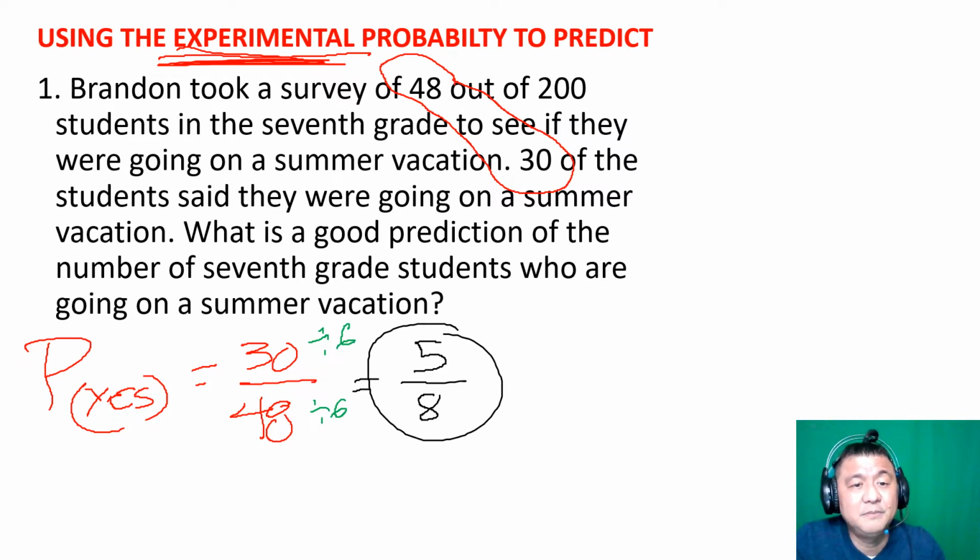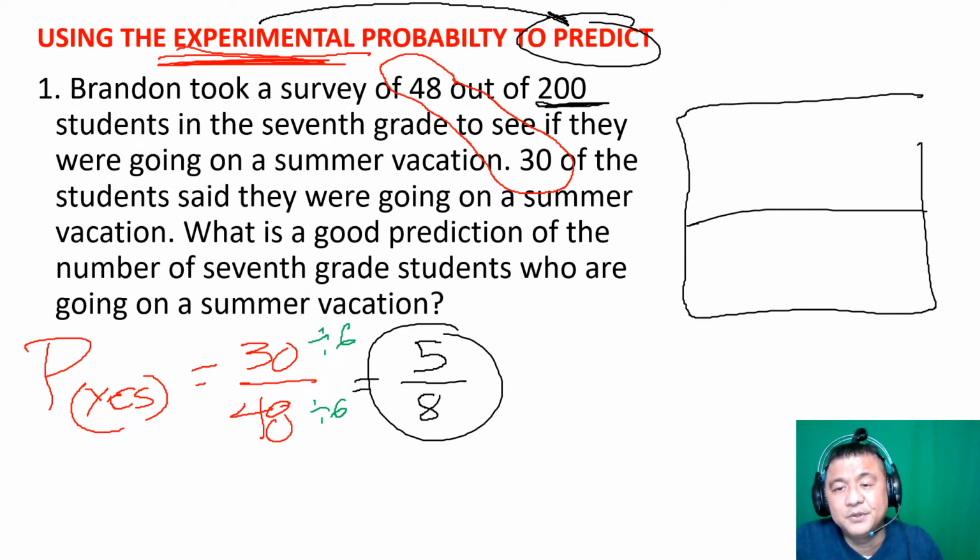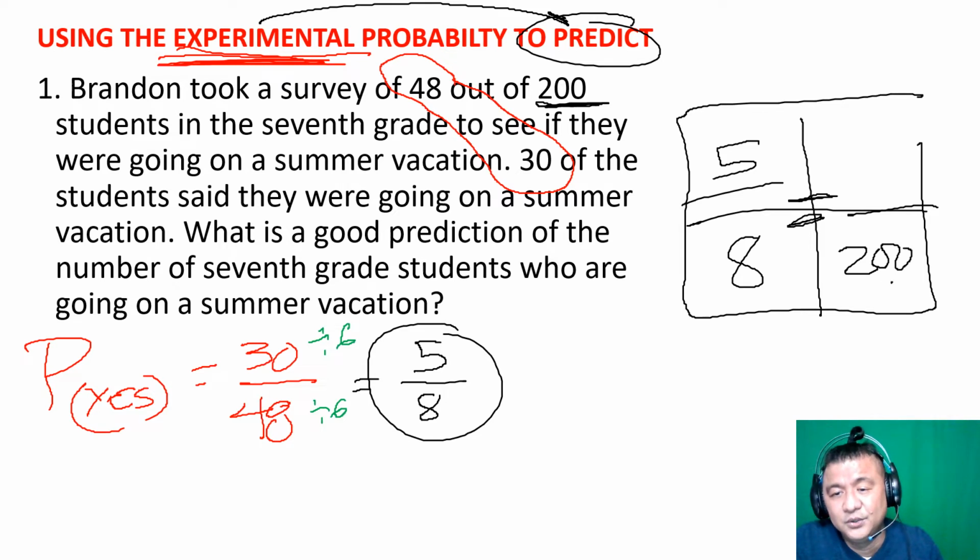From the experimental, we can now predict. Since 5 out of 8 would say yes, what if there are 200 students? Remember our lesson before? Sample and population. So 5 out of 8 said yes. We will now equate it to what? 200. Where do I put 200? 200 goes below, okay? And the top will be x.